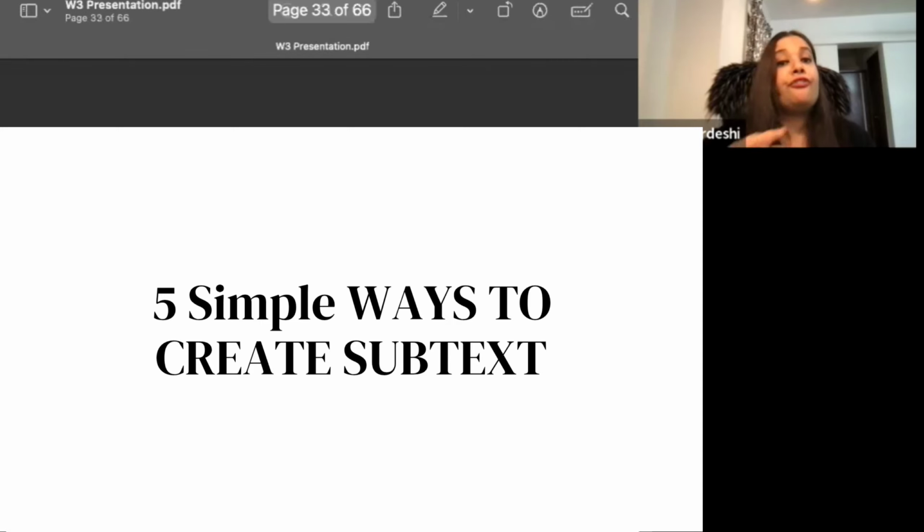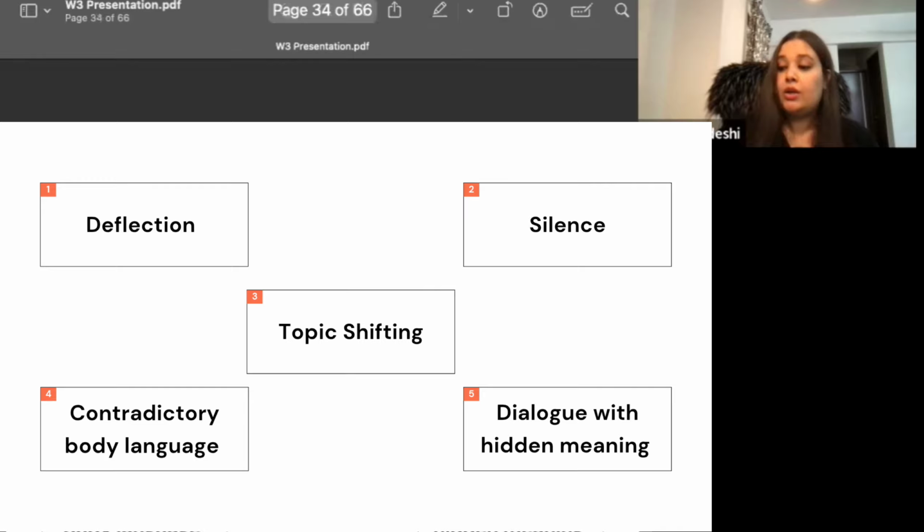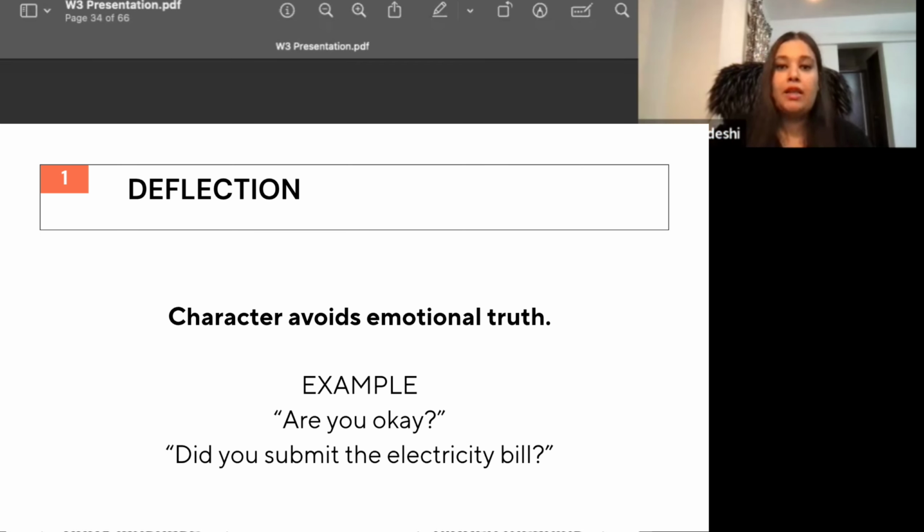Now, here are 5 ways to create subtext. 1. Deflection. 2. Silence. 3. Topic shifting. 4. Contradictory body language. And 5. Dialogue with hidden meaning. Let's look at them one by one.